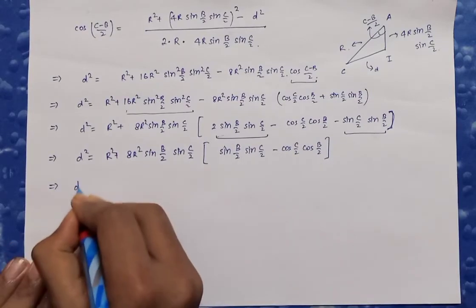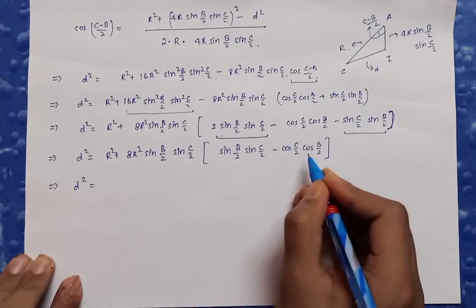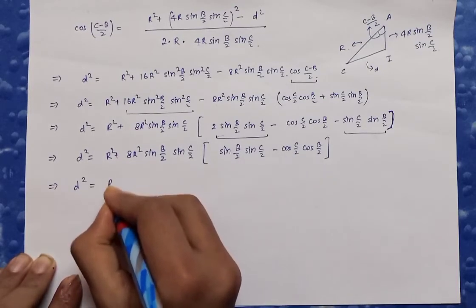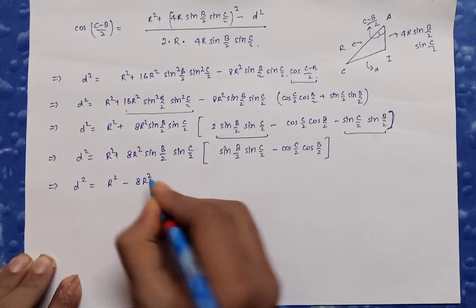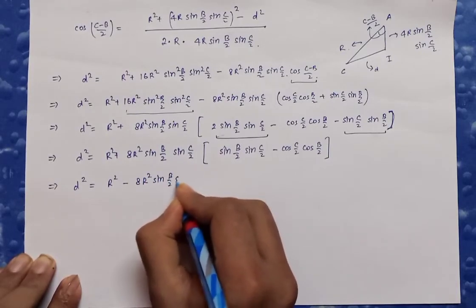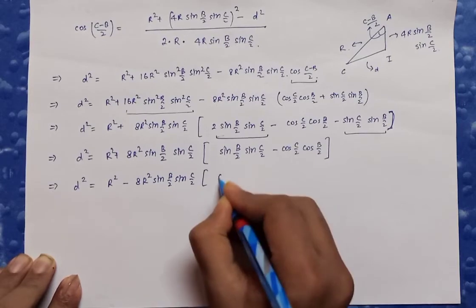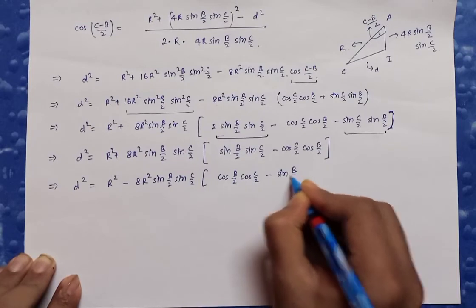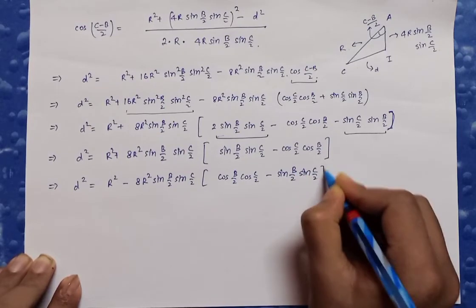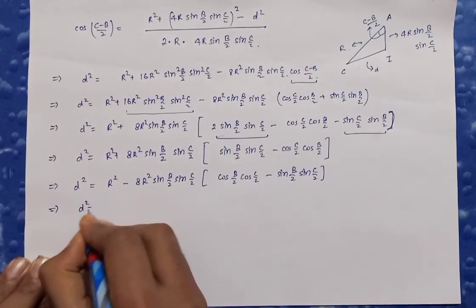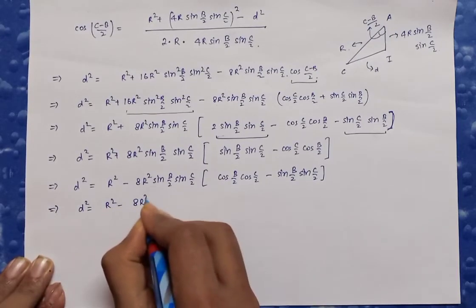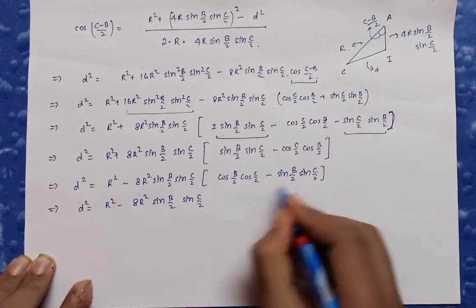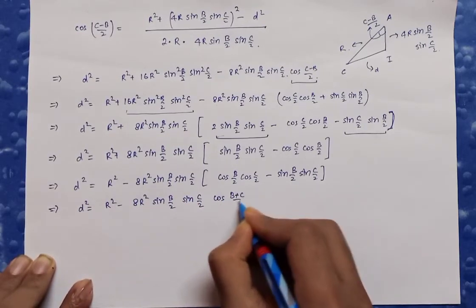Now we know that this is nothing but minus times cos((B+C)/2). I can take common minus, then it will be more clear. R² minus 8R² sin(B/2) sin(C/2), and here cos(B/2) cos(C/2) minus sin(B/2) sin(C/2). d² equals R² minus 8R² sin(B/2) sin(C/2), and here I can write cos((B+C)/2).